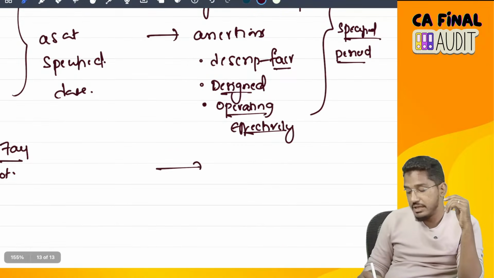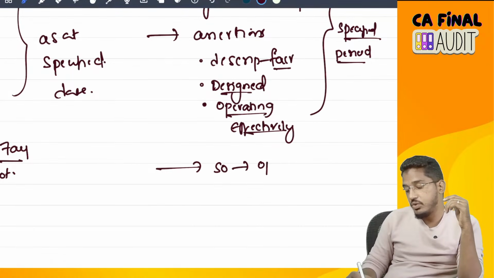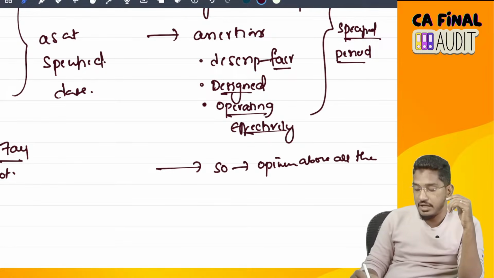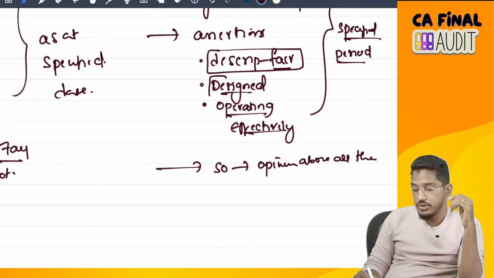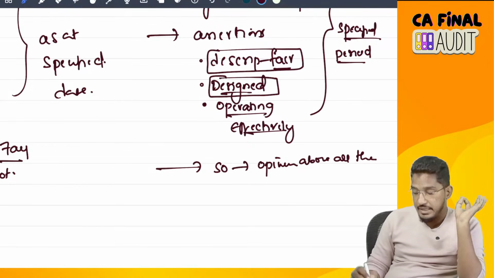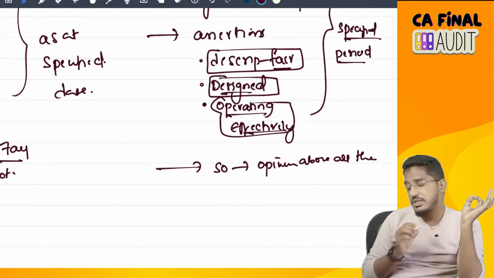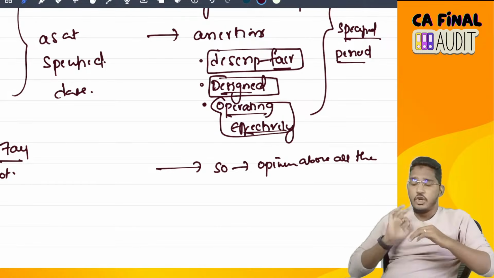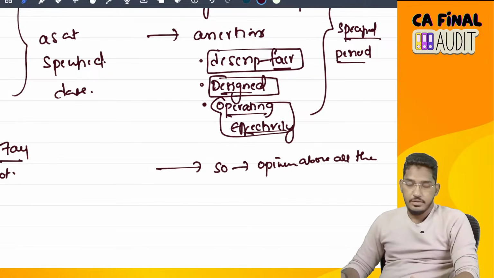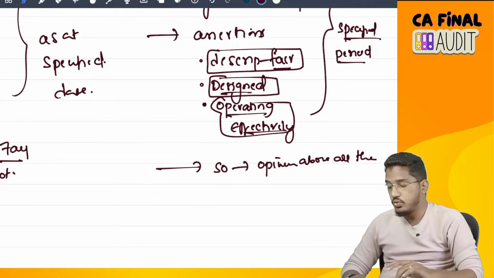And on all these three matters, the service auditor will give the opinion. Which three? He will express the opinion on whether the management has really given a fair description of the system, whether those controls explained in the description are suitably designed, and whether those controls are operating effectively or not. Able to understand? So like this, there are two types of reports.